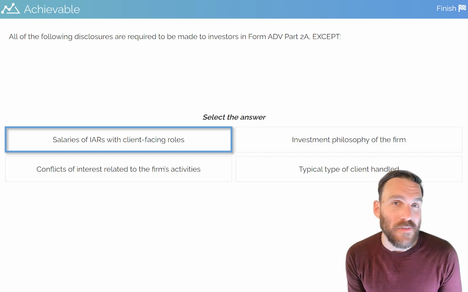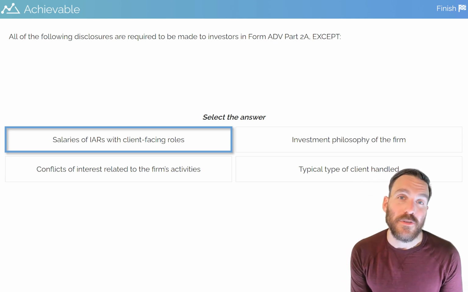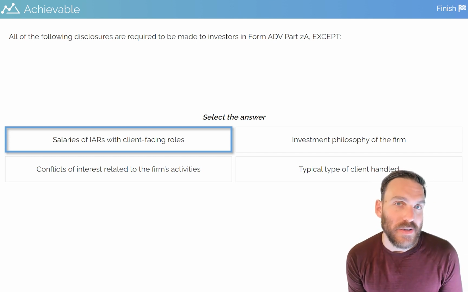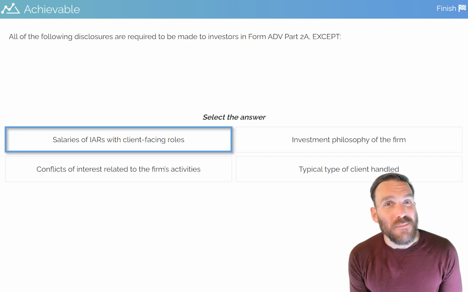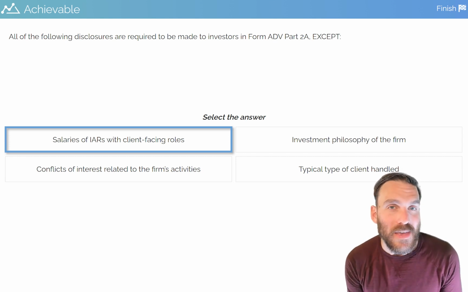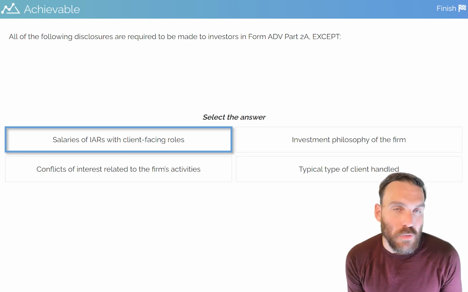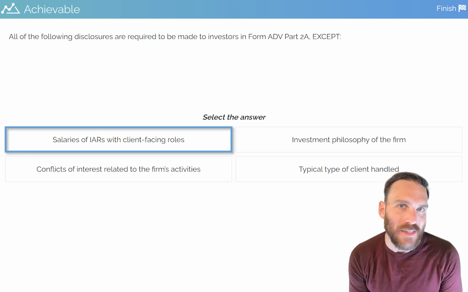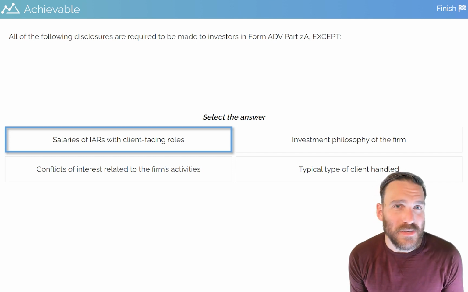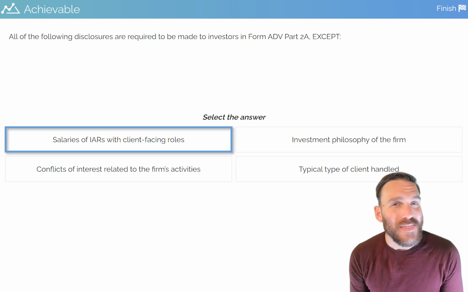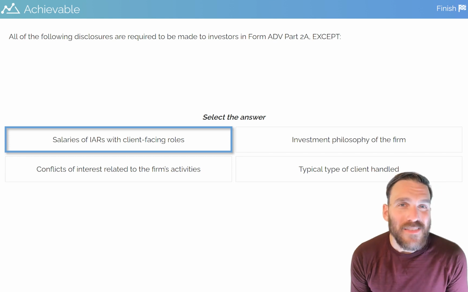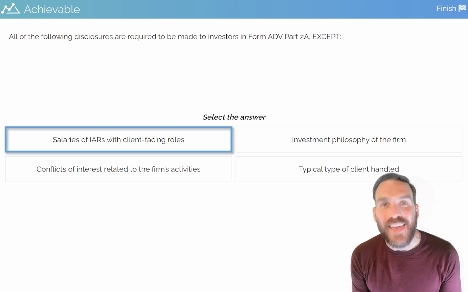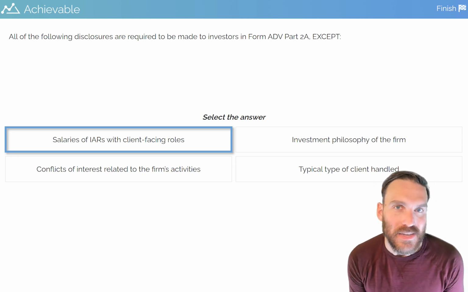Another part of Form ADV, in particular Form ADV Part 2B, the brochure supplement, that is where information related to investment advisor representatives will go. But even in that part of Form ADV, we're not going to get a disclosure of information related to how much an investment advisor is making on a salary basis. While transparency is really important in the industry, this is arguably going too far, telling exactly how much an investment advisor representative is making. Again, the client will know what type of fees the advisor collects.